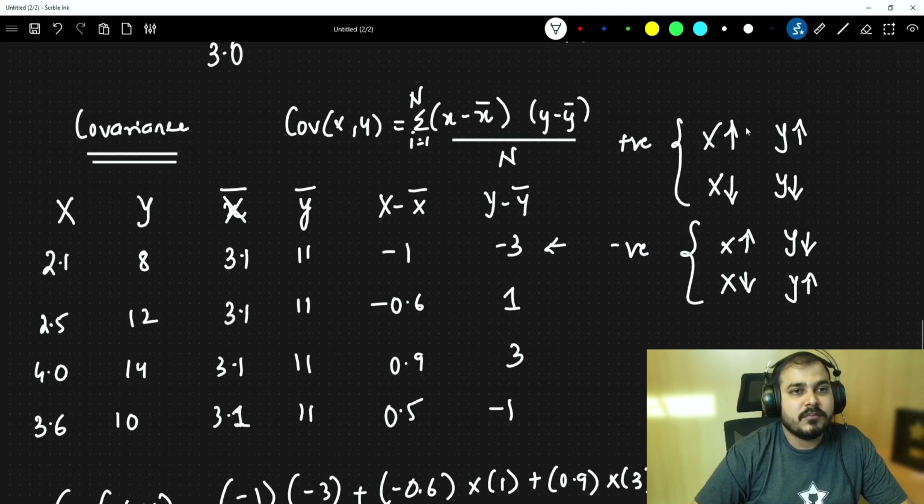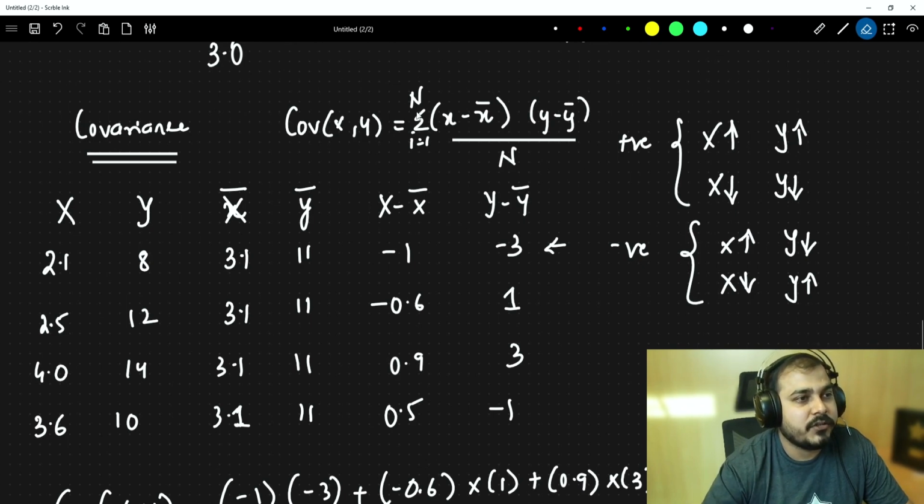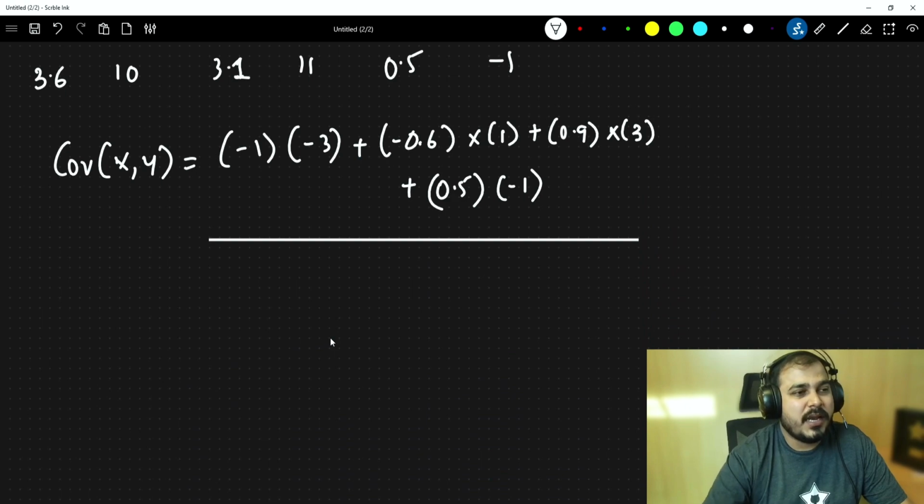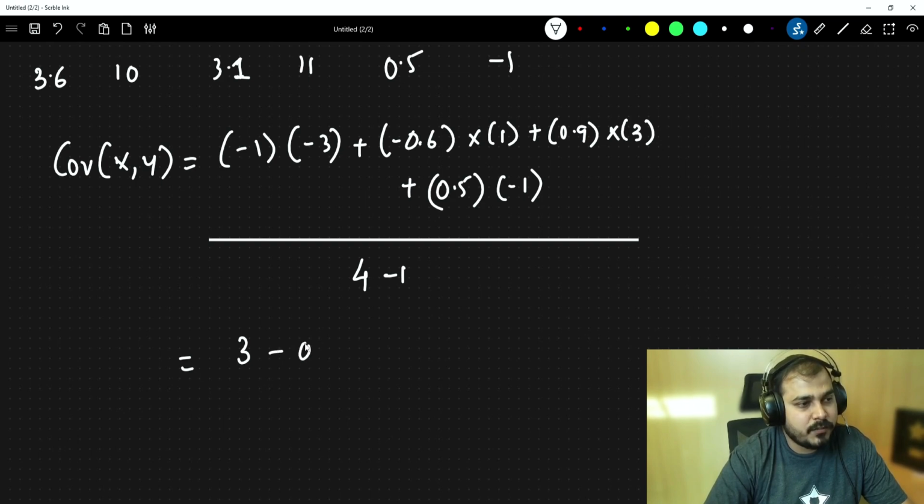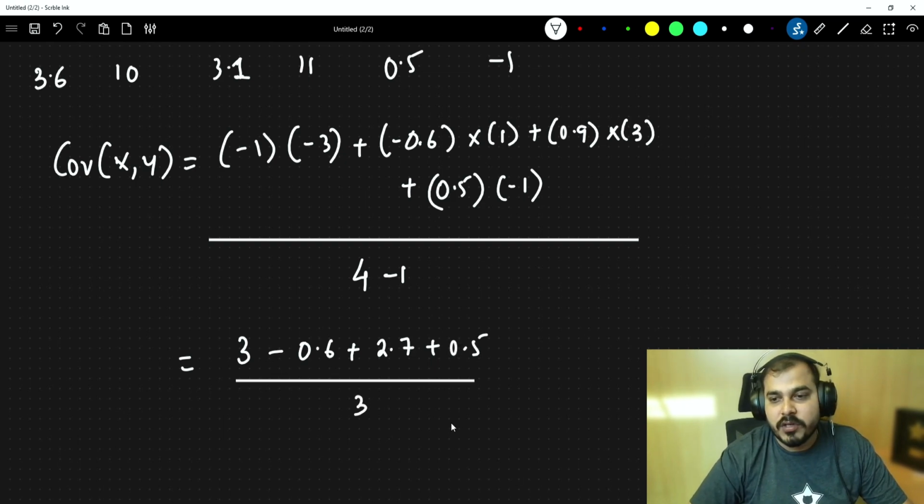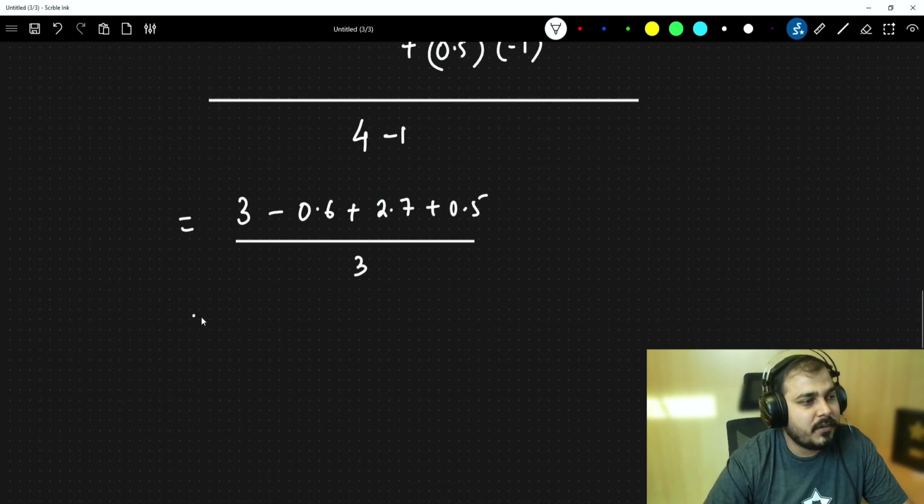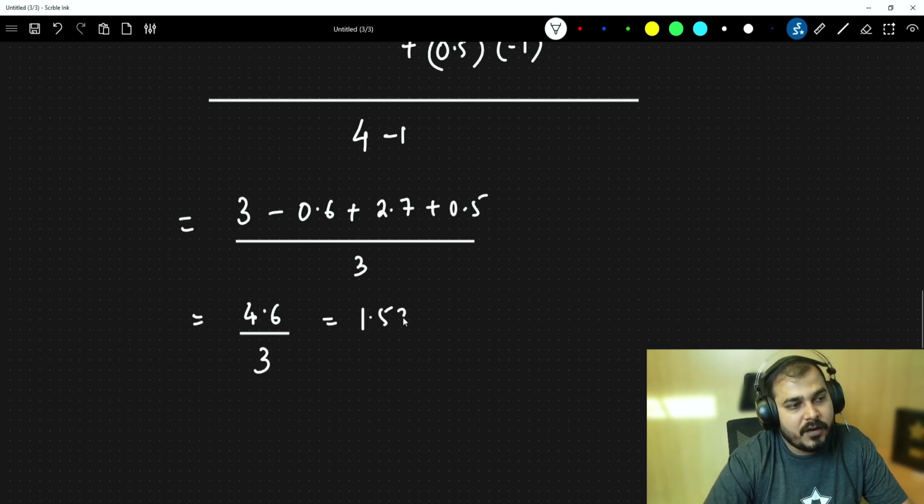In this particular case, I'm going to consider this as my sample. So I will drop this, so this will be small n and this will be small n minus 1, because I have the sample data. You can also do it with capital N, not a big deal. So here I'm going to say 4 minus 1. Perfect. Now do the calculation: 3 minus 0.6 plus 2.7 plus 0.5 divided by 3. If you calculate it, it is nothing but 4.6 divided by 3, which is 1.533.